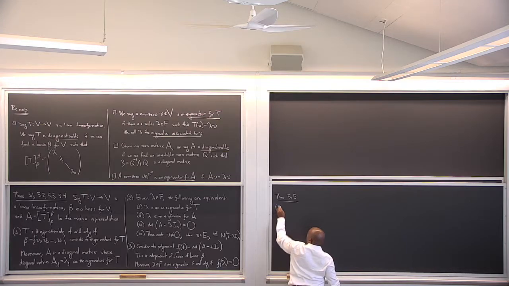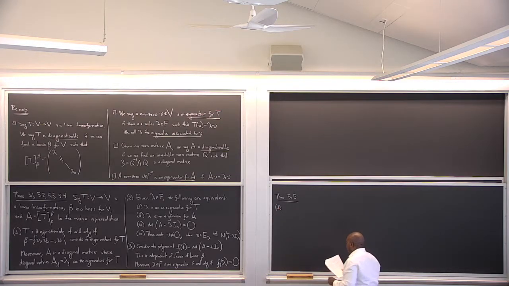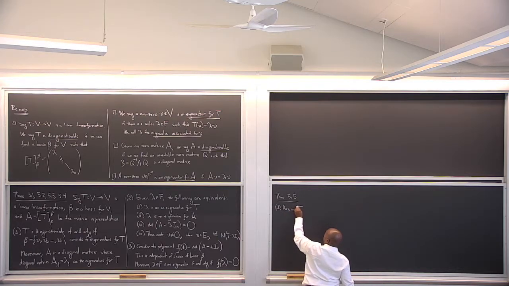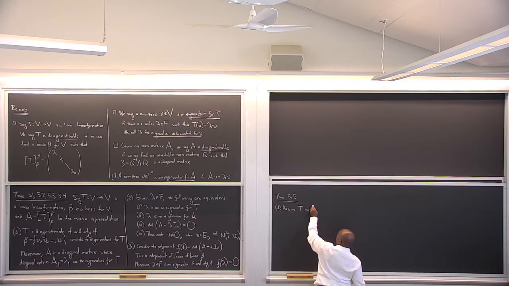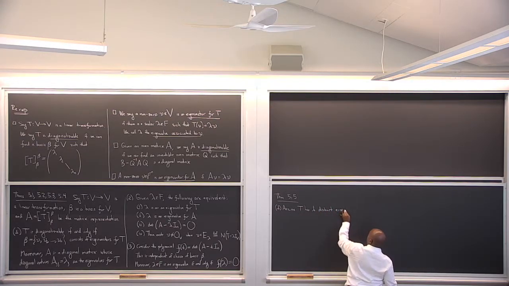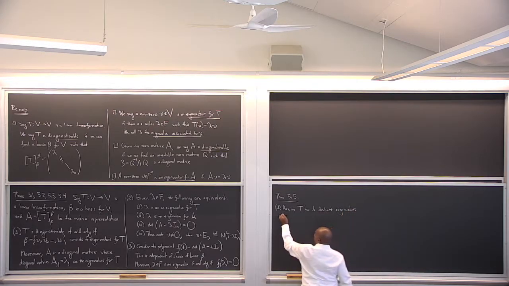So with the same notation as before, let's assume that our transformation T has k distinct eigenvalues. And let's call these eigenvalues lambda 1 through lambda sub k.